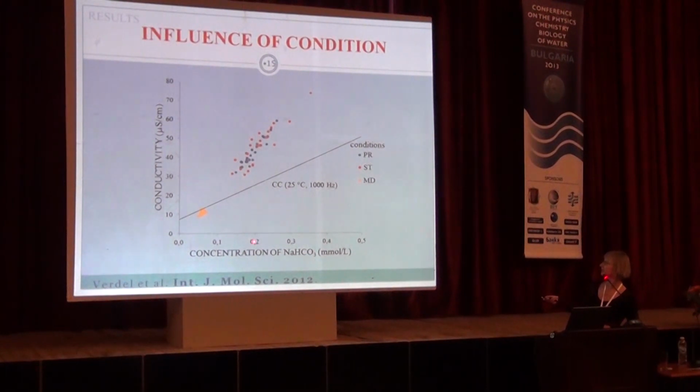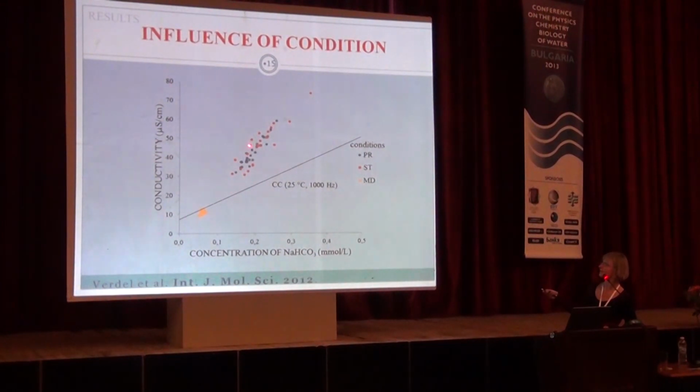The line here is the calibration curve made with fresh one-day-old solutions of sodium bicarbonate. So here are the solutions stored in liquid state. Here are the solutions stored frozen. According to chemical analysis, all the conductivity values should have been somewhere near this line. However, all were above the line.